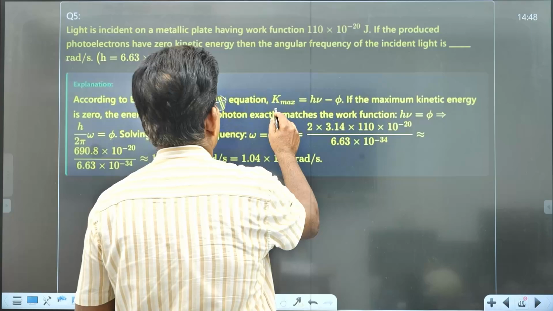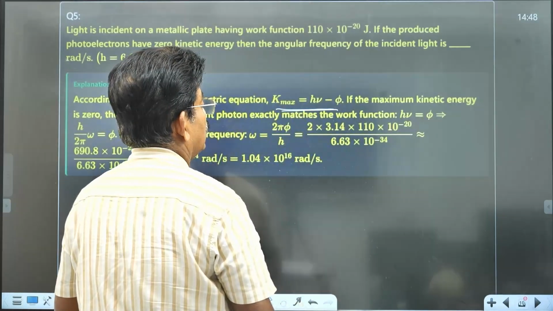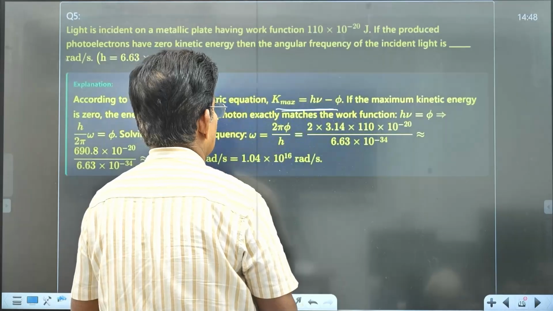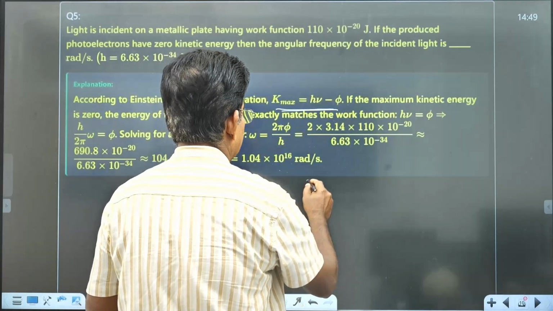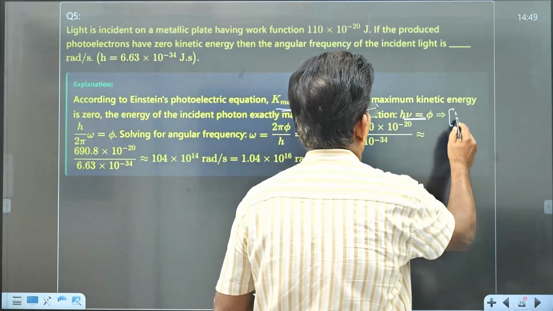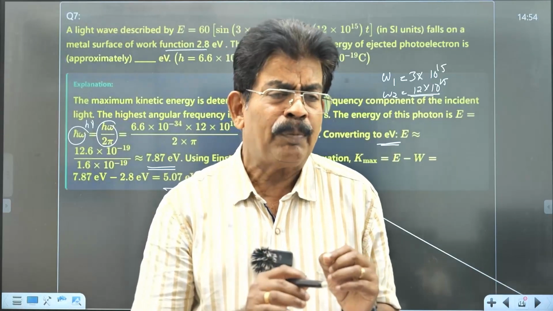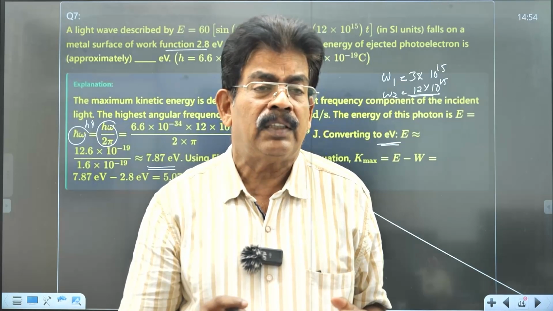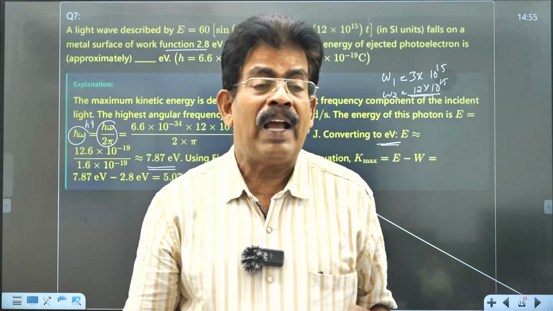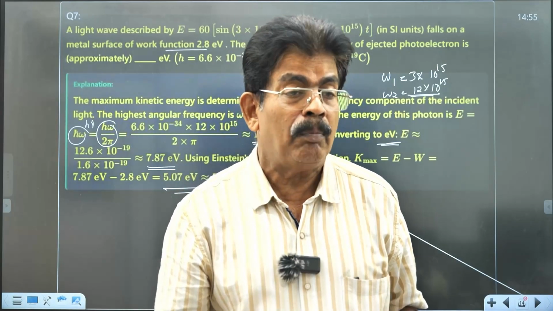You know the photoelectric equation, kinetic energy maximum is equal to h nu minus the work function. Then kinetic energy is 0 means that h nu is equal to the work function. H nu is equal to the work function when kinetic energy is 0, just not emitted. So one twist appears here, two radiations are incident. So the one having maximum kinetic energy will be the one having maximum frequency.